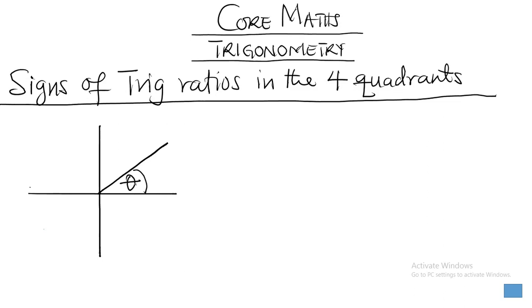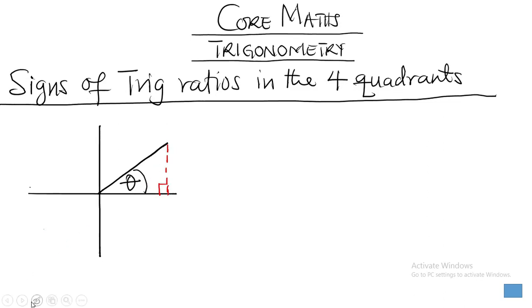Now, to find the trig ratios, we have to get a right angle triangle. I hope you bear with me. To get the right angle triangle, we have to get a perpendicular line from the terminal side to the x-axis. So this will give us a perpendicular line. And then the angle here will be 90 degrees. So now we have our right angle triangle. Good.